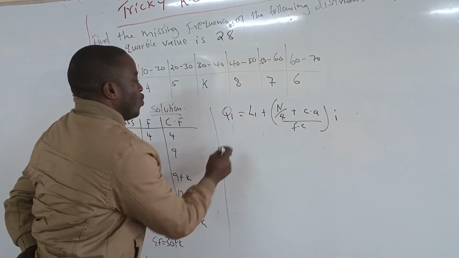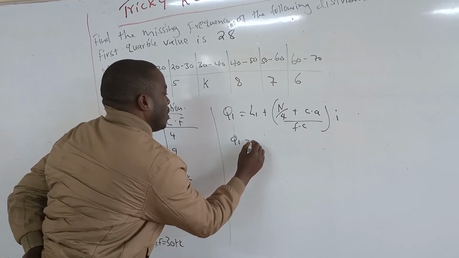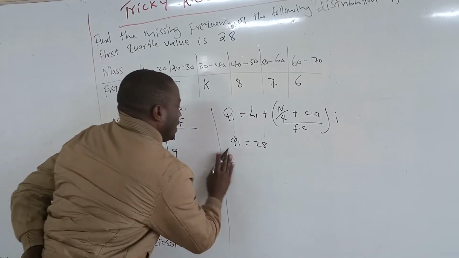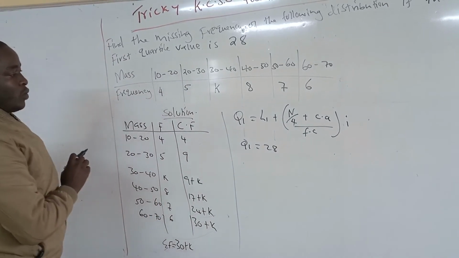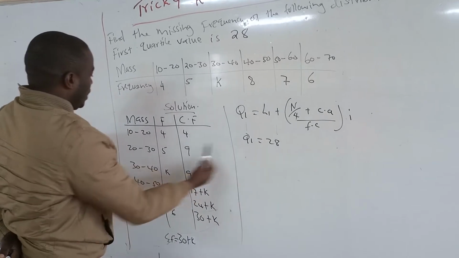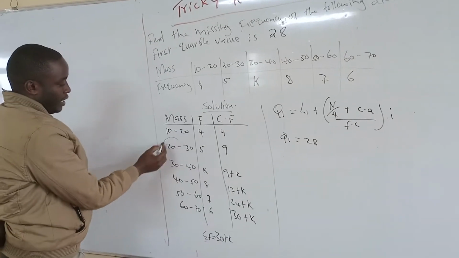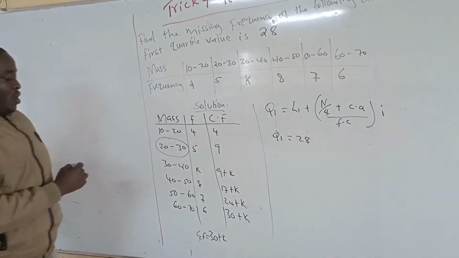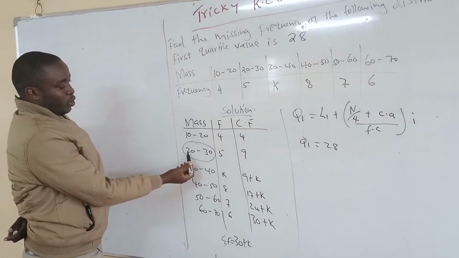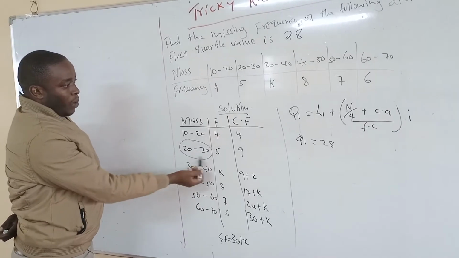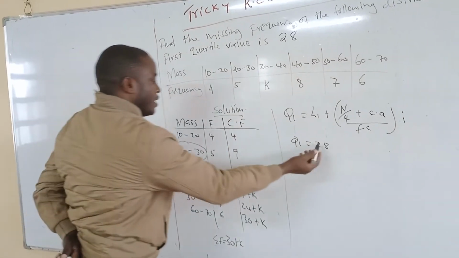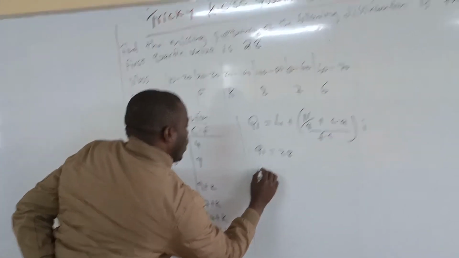I already know Q1, because I'm told it's 28. I also need the lower limit. Where will this 28 lie? We need to find the class that will contain the lower quartile. 28 cannot be between 30 and 40, but it can be between 20 and 30. Therefore, this is where our lower quartile will lie, and that is the class we shall deal with.